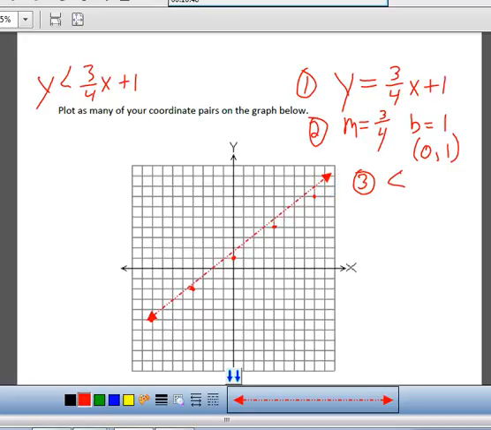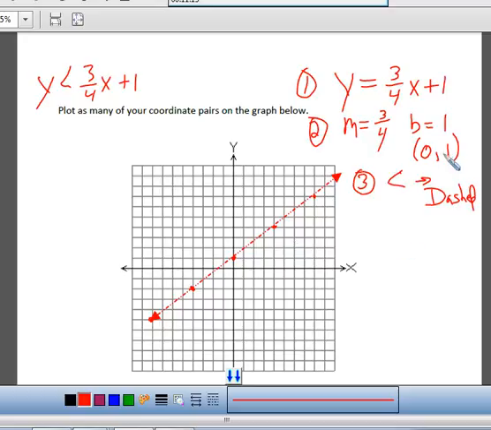Same thing for you. Use your ruler, and what I do, and I know I'm having all sorts of trouble with this, everywhere where I see a point, I kind of put a dash. Just make sure you don't connect it all the way. I need to be able to tell that it is a dashed line, because that means any of the points on this line won't work.